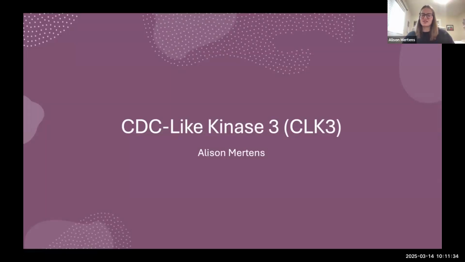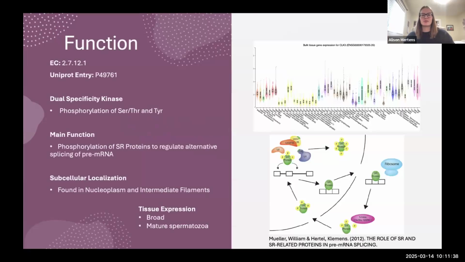Okay, the kinase I've chosen to study is CLK3. This is a CDC2-like dual specificity kinase that acts as both a serine threonine kinase as well as a tyrosine kinase. CLK3 is expressed in a wide range of tissues, as represented by this top figure here. It is typically localized to the nucleoplasm of the cell, but it is also localized to intermediate filaments.